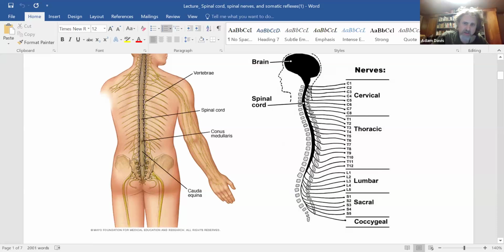And then here you can see the various spinal nerves extending away from the spinal cord. You can see that for the most part, you have a number of spinal nerves equal to the number of vertebrae of that type. You have 5 sacral nerves, 5 lumbar nerves, 12 thoracic nerves. One difference here is that you have 8 cervical nerves where there are only 7 cervical vertebrae. And you have 1 coccygeal nerve, even though there are multiple coccygeal vertebrae fused together to make the coccyx.